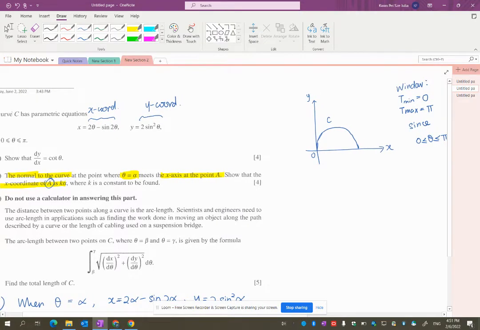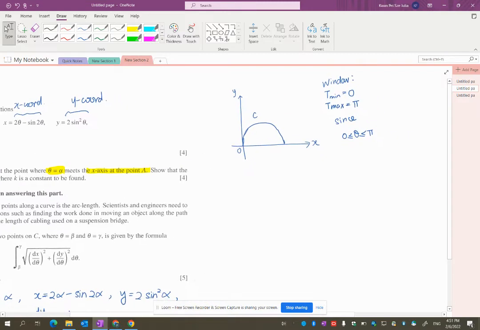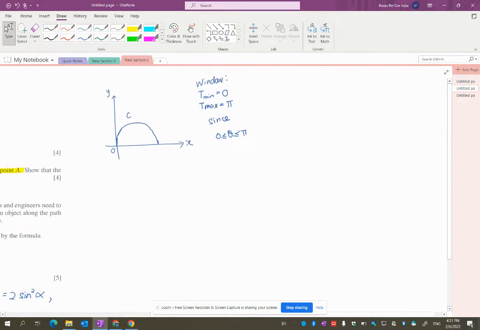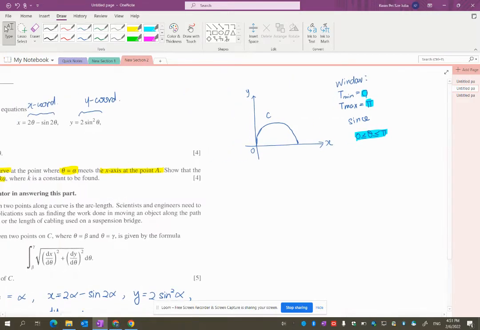You can actually use your graphing calculator to draw the graph. Take note that when you draw the graph, you need to set the window value such that t minimum is 0 and t maximum is pi, because in the question you are given that theta is between 0 to pi. So you need to set the window value to this instead of using the default values. Okay. So after you have plotted, the graph looks something like that.